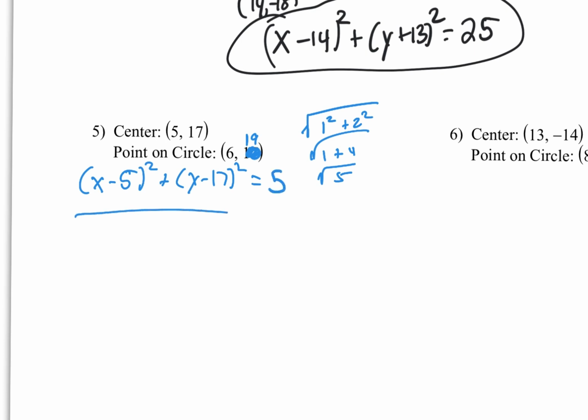Wait, what? Because the square root of 5 gives us something, right? But then when you square the square root of 5, you just end up with 5. So again, whatever is underneath this radical is what that's going to be.